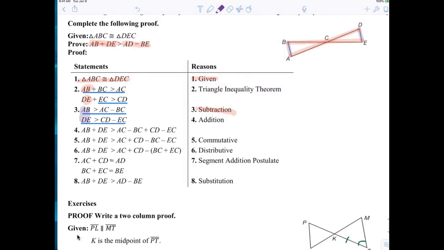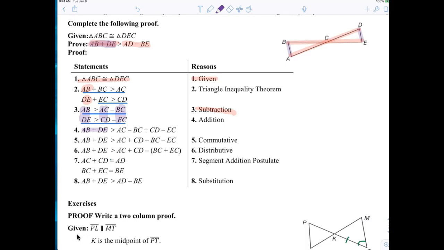Now I can add those two things together. And again, I'm telling you, I think that's tricky. That's why I'm just trying to show you. So if you add those together, now do you see how that's helping? Because that's this part of the proof. Does everybody agree with that? And then if I added those two together, I have to add this together. So that becomes AC minus BC plus CD minus EC.